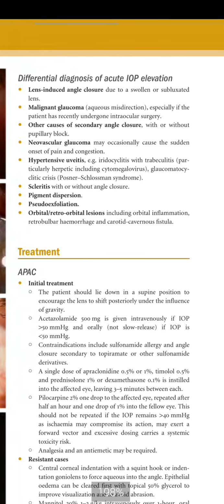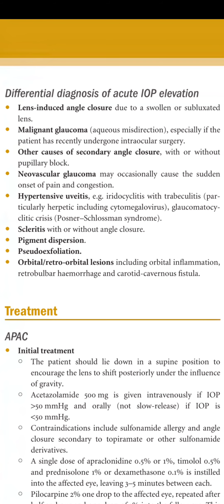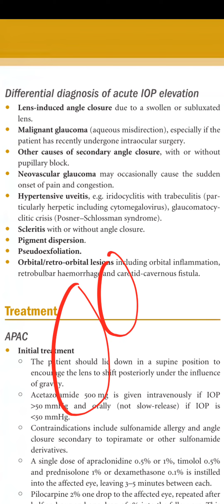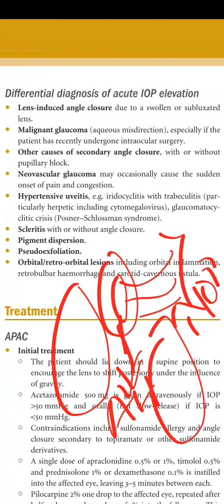Differential diagnosis of acute IOP elevation. So what are the DDs if you have a patient presenting with a narrow angle? There will be lens induced angle closure due to a swollen or subluxated lens, malignant glaucoma, aqueous misdirection, especially if the patient has recently undergone intraocular surgery. So basically in malignant glaucoma, the ciliary body is producing the aqueous humor, but instead of going into the posterior chamber, the aqueous starts going into the vitreous, which causes an increase in IOP because there is no outflow from the vitreous.